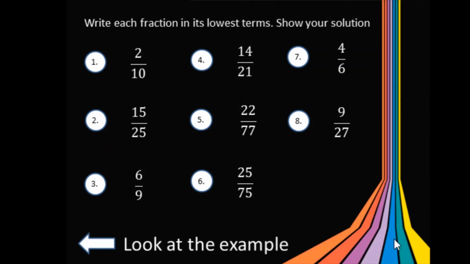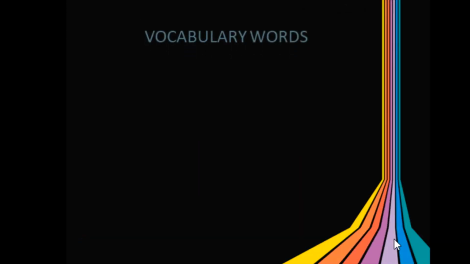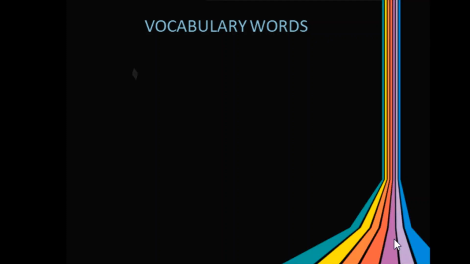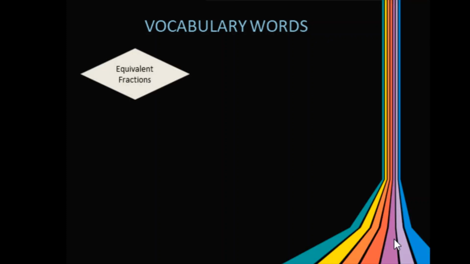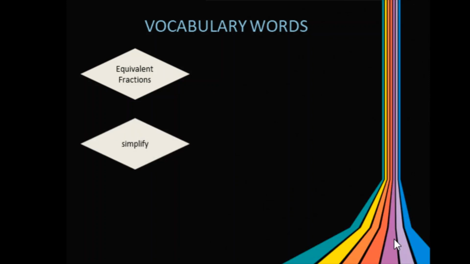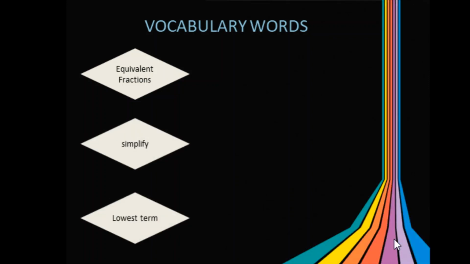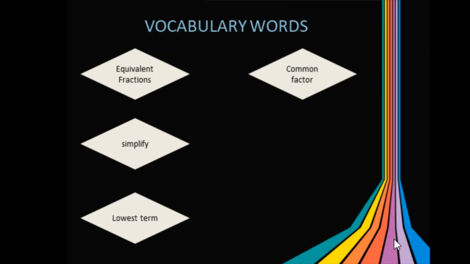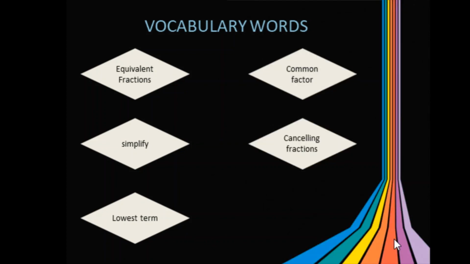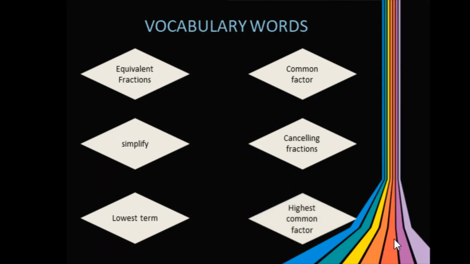Okay, so let's have the vocabulary words again. Equivalent fractions, simplify, lowest term, common factor, canceling fractions, highest common factor. So these are the important words you have to remember when you deal with changing fractions to percentages or decimals to percentages.